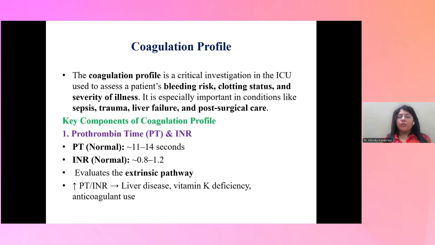Now, the key components of the coagulation profile are prothrombin time (PT) and INR, the international normalized ratio. As you all know, the normal PT ranges between approximately 11 to 14 seconds, and the normal INR ranges from approximately 0.8 to 1.2. If any deviation happens in these ranges, it tells you there might be some effect on the extrinsic pathway of the coagulation profile, which leads to the common pathway. Because of that hampering of the extrinsic pathway, the patient has a deranged PT and INR.